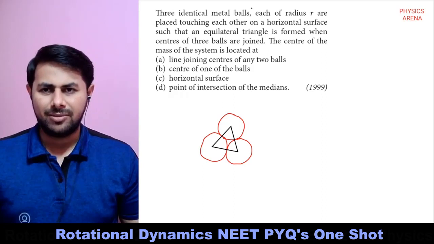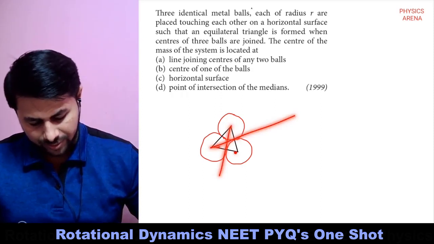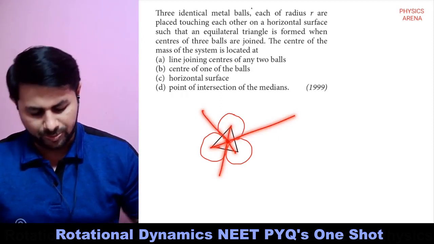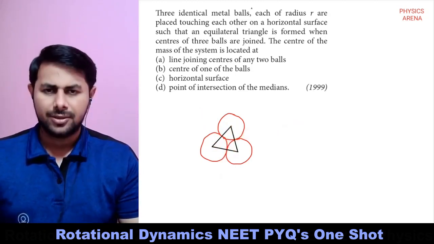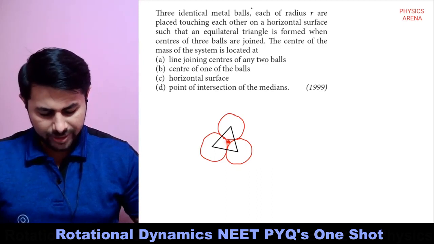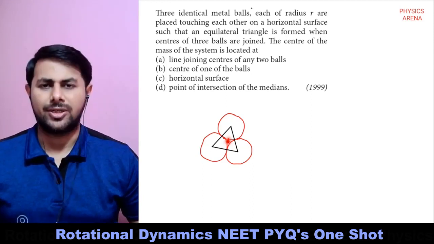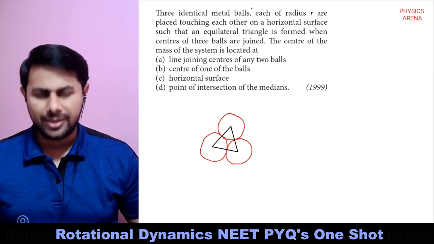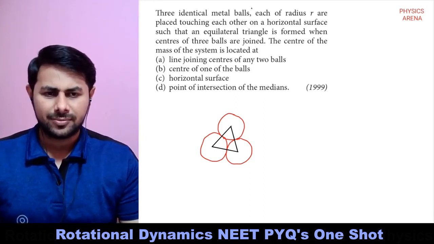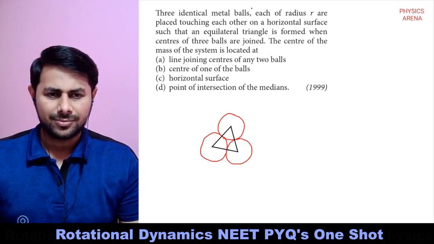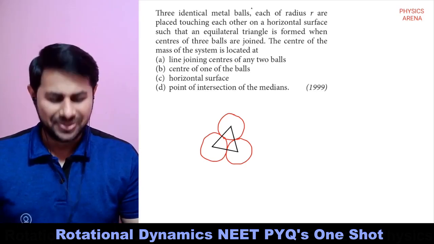Point of intersection of three medians. So if you draw medians like this, 1, 2, 3, they will intersect at this point. So you can see the mass of the system is equally distributed in all directions about this point. So this will be the center of mass. Okay, clear? All right, Ravindran already said it's clear. Good.